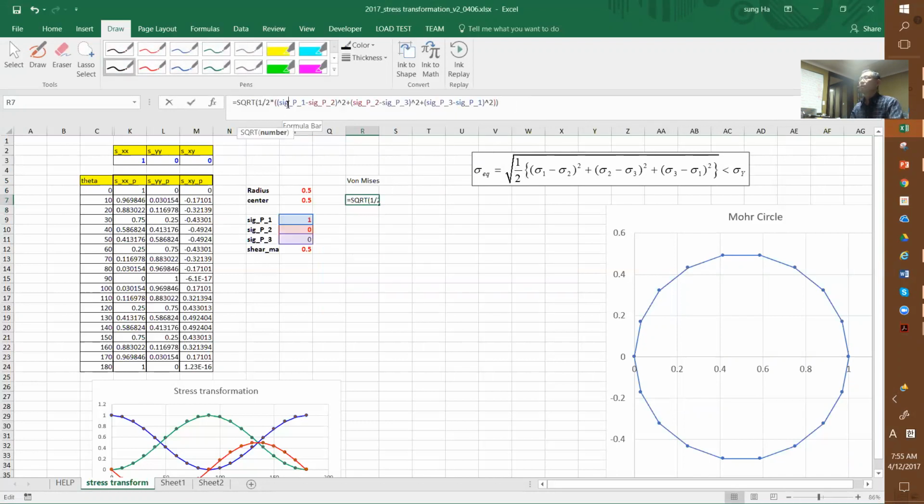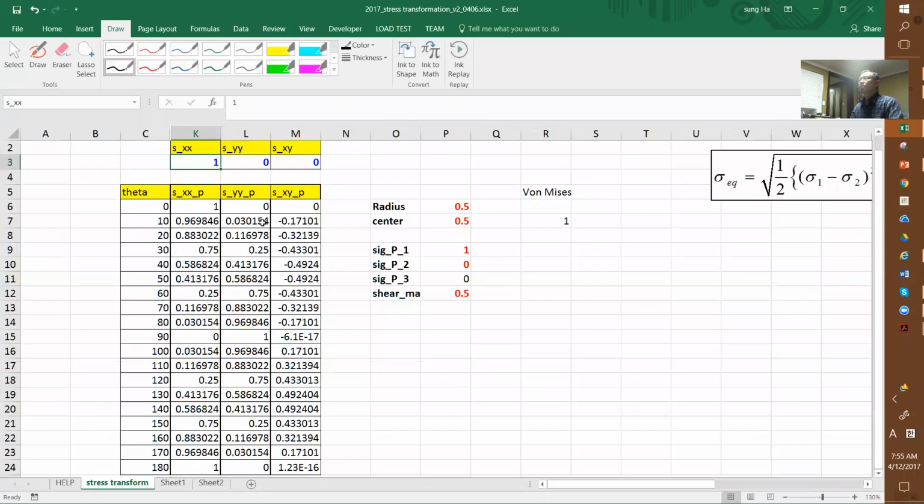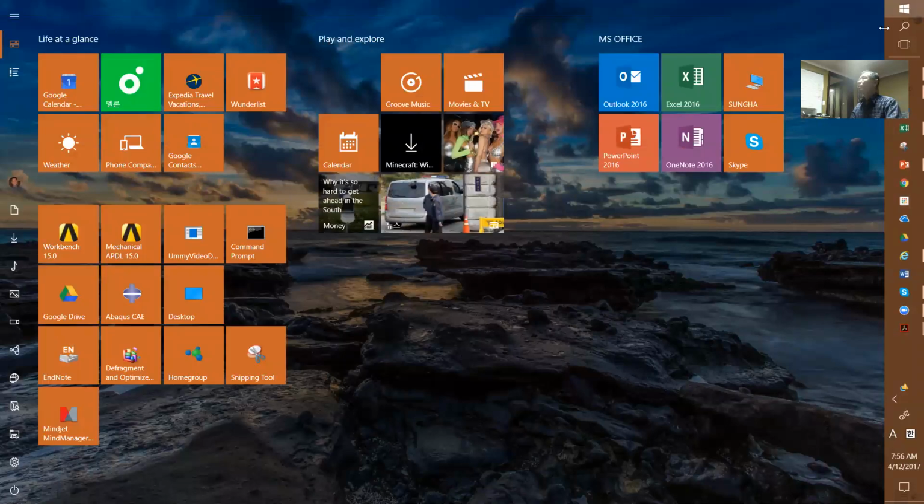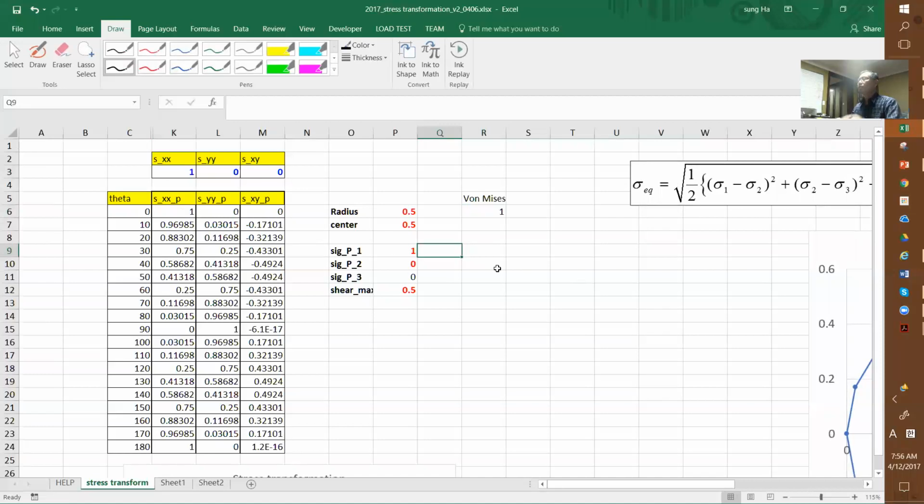Okay, so please look again. I will click this, and square root of half times sigma 1 minus 2 squared, 2 minus 3 squared, 3 minus 1 squared, and that's the value. Now, I am trying to show you that since 1, 0, 0 is only uniaxial, of course the von Mises stress will just equal 1, right? You can see that 1, 0, 0, 0, 0, 1 and divided by half will be 1. So you can see the physical meaning that it represents the stress state.